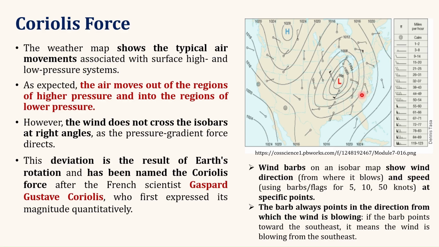And as expected, the air moves out of the regions of higher pressure and into the regions of lower pressure. But if you note, the wind does not cross the isobars at right angles as the pressure gradient force directs. So, this deviation is the result of Earth's rotation and has been named the Coriolis force after the French scientist Gaspard Gustave Coriolis, who first expressed its magnitude quantitatively.